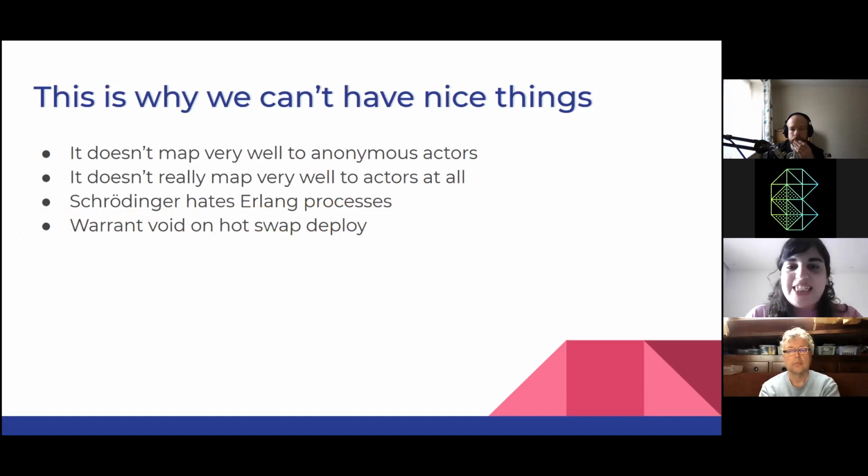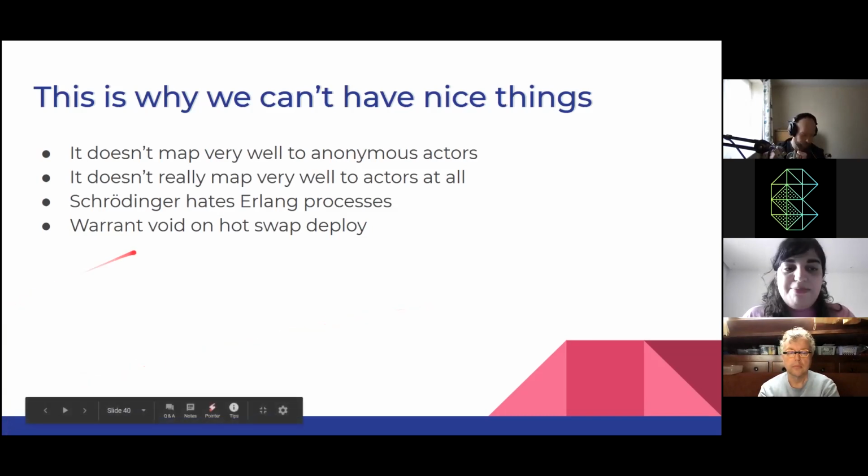You have to check it, because a process identifier just says that if there is a process, it's in that place. So you still have to check. You have to pass this information to the process identifier for it to be something valid. And last but not least, hot code swap.